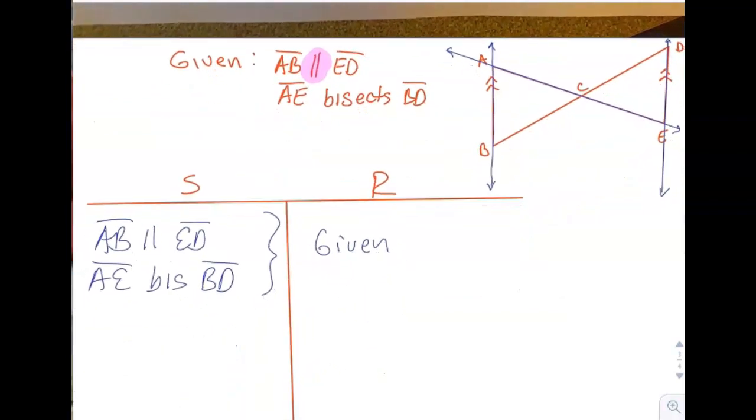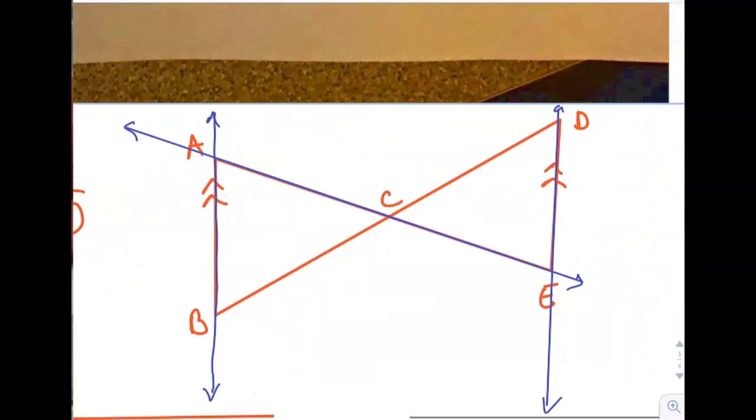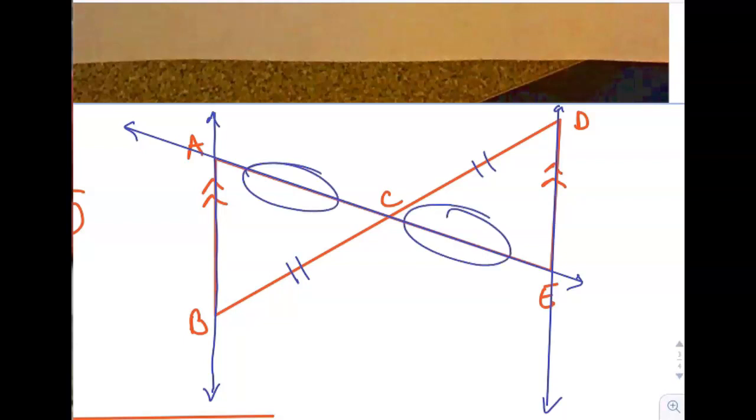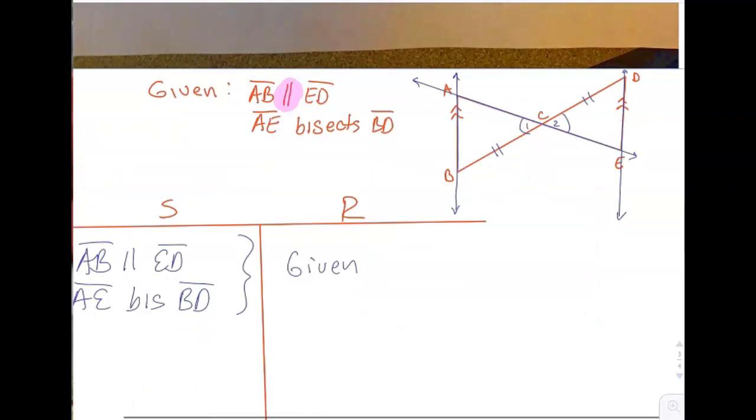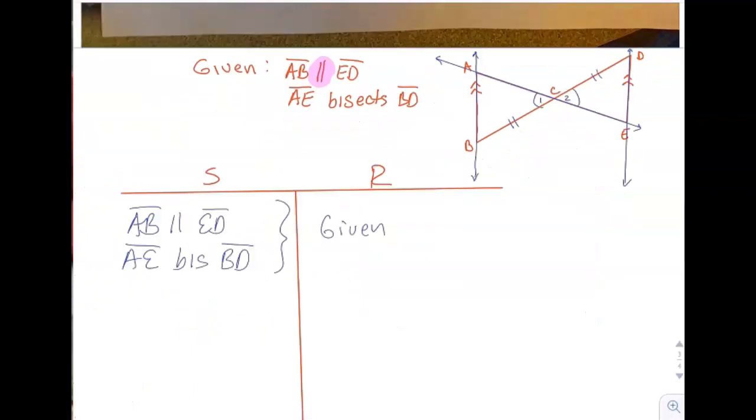And it also says AE bisects BD. So AE is the bisector, BD is the thing being bisected. We don't know this or this. And then, of course, we have vertical in the middle. So let's see what we have here. I don't have any congruences yet.